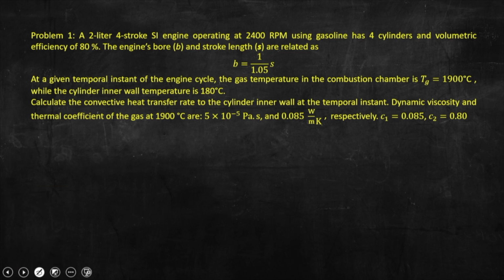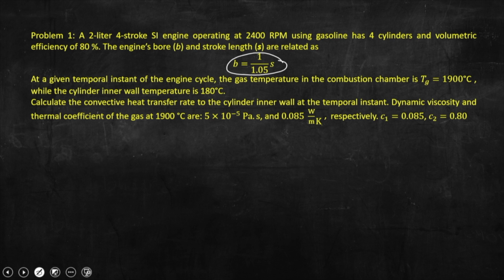The problem statement is like this: a 2 liter 4 stroke SI engine operating at 2400 rpm using gasoline has 4 cylinders and a volumetric efficiency of 80%. The engine's bore diameter and stroke length are related as this. So, this is the relation between bore diameter and stroke length of the engine, that is what we can see.